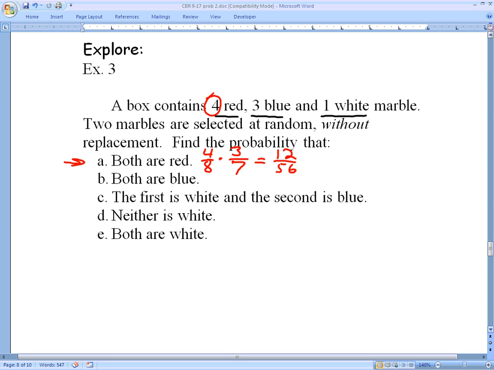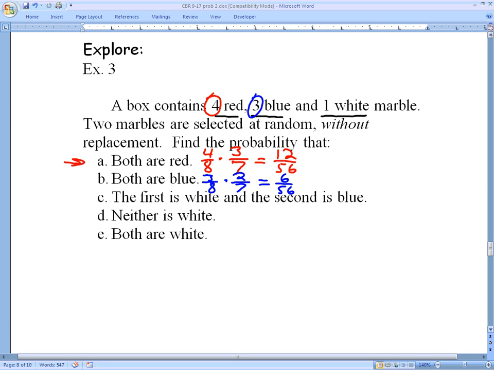Now let's do both are blue. So there are 3 blues. Again, if we start over from scratch, 3 blues out of 8. So 3/8 would be my starting probability. Now I want them both to be blue. So I take out that blue marble. How many marbles are left? Well, 7 total because we've taken one out. And how many blue marbles are left? Well, again, I want to get both blue, so I must have gotten a blue on my first pull. So there's only 2 blues left. Multiply straight across. I get 6 out of 56.